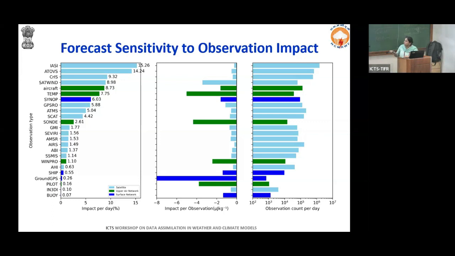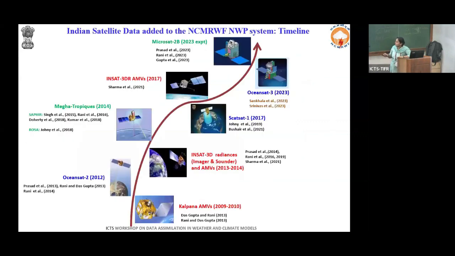Again, if you have more good quality observations, they play more role, like IASI, ATOVS, CrIS, satellite wind, aircraft, TEMP, all those things. If you see the INSAT-3D imager, we are assimilating only one channel, the water vapor channel, so the impact is very little. Now we are doing some experiments with similar channels from other geostationary satellites also. And coming to the Indian satellites, I hope I have time.